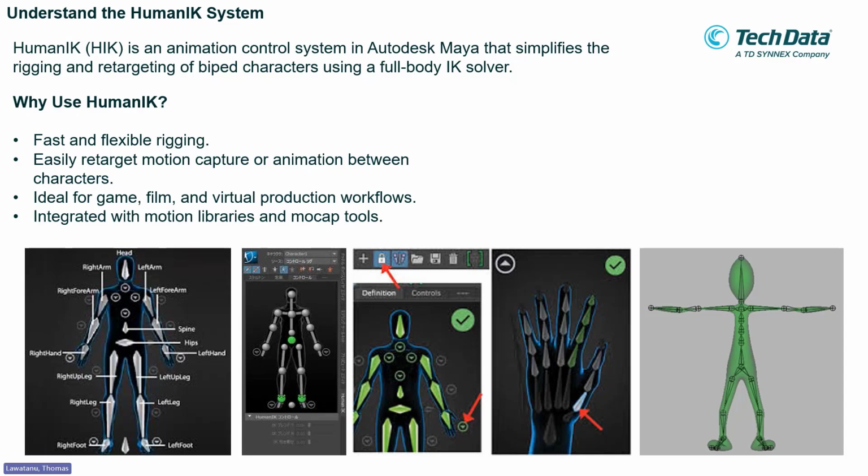So the third, I think, is ideal for the game, film, and virtual production workflow. Yeah, I think this is easier. Let's say you have the mocap file, you can retarget from your motion file. I think it's easier with Human IK. And lastly, Human IK integrates with the motion library and mocap tools.